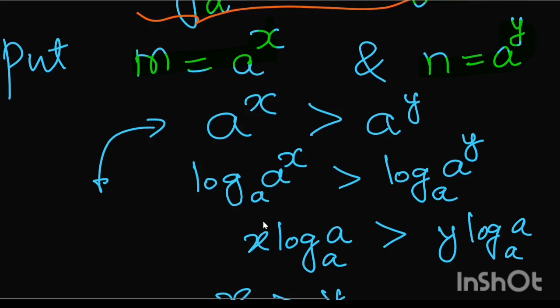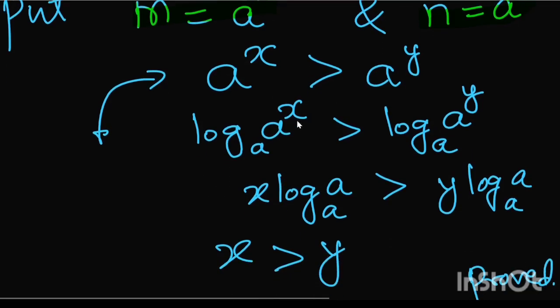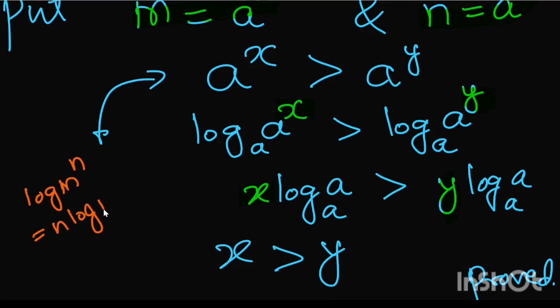Okay, so now as you can see, this x we can take in multiplication using the property. Y also can be taken in multiplication. Y comes down in multiplication using the property log m to the power n is equal to n log m. Okay, so now log a base a is 1.